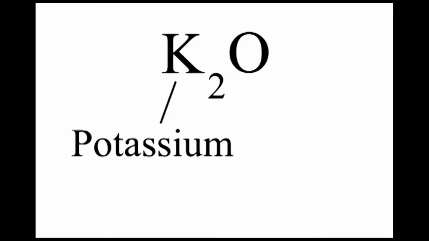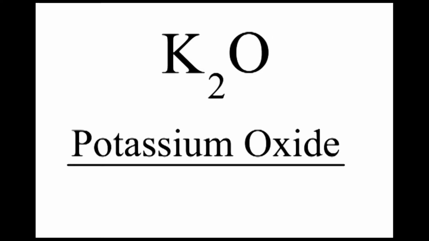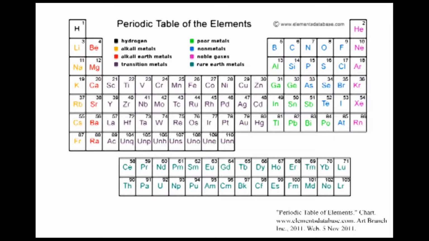But what is the name of this compound? First say the metal, potassium, then you say the non-metal, but with the suffix "ide". So oxygen with the suffix "ide" would be oxide. So we can name this compound potassium oxide. I know that may be confusing, so let's do one more example of a simple ionic compound.